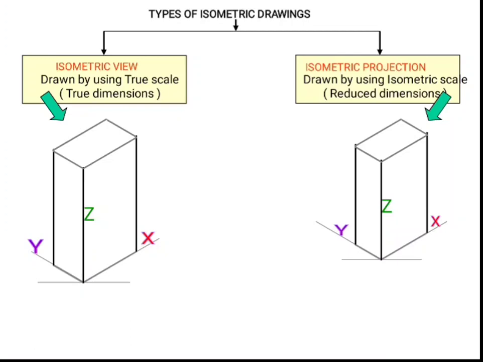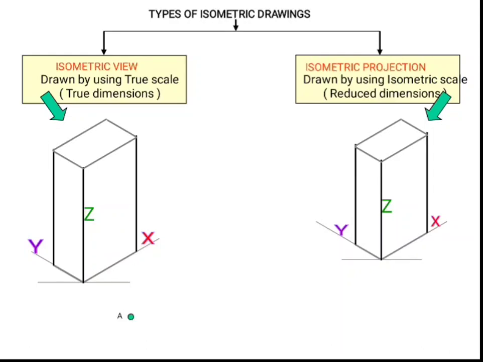Before that, you should know what is the difference between isometric view and isometric projection. An isometric view is drawn by taking the true dimensions of the object, and an isometric projection is drawn by taking the isometric scale. The isometric view appears to be larger than that of the isometric projection, because the dimensions taken in the isometric projection are reduced to 82% approximately. Now we can learn how to construct an isometric scale.